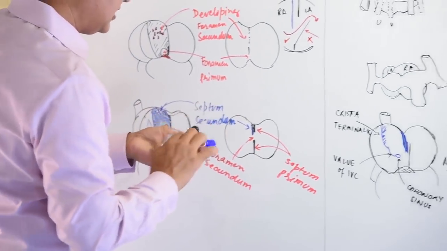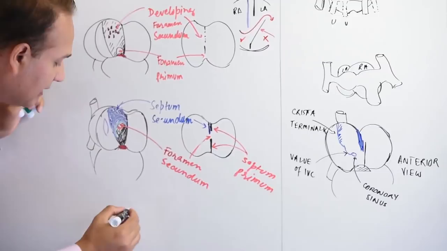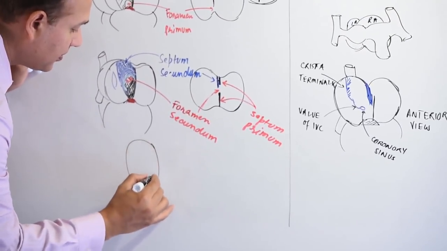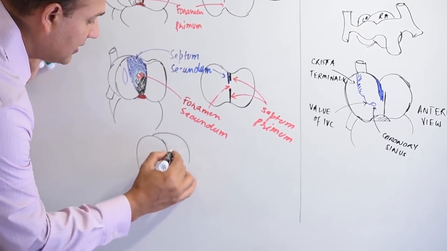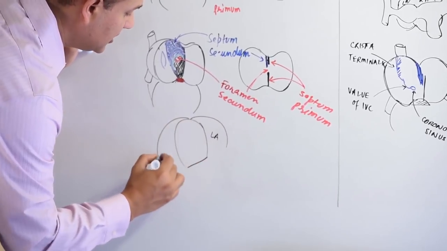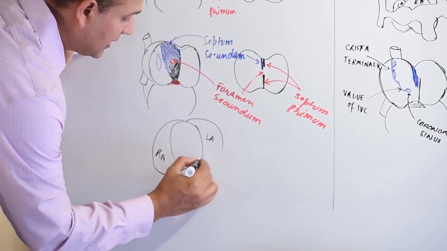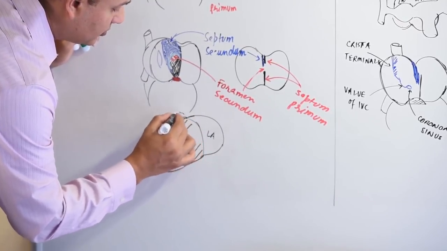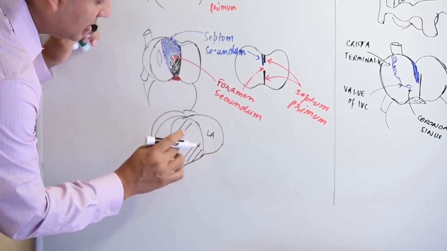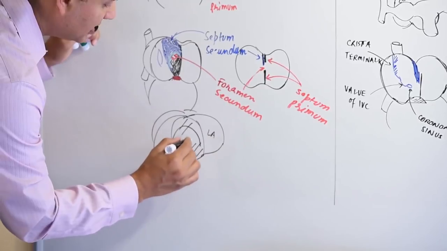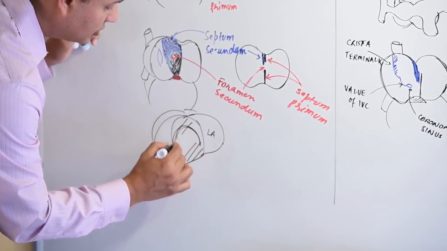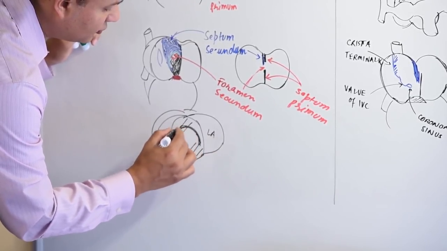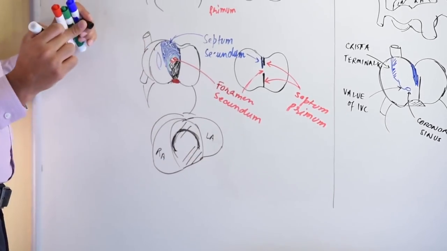So if this was the left atrium, this is the right atrium, and this is the interatrial septum. This septum would show a crescentric marking or boundary. This is called the fossa ovalis boundary.